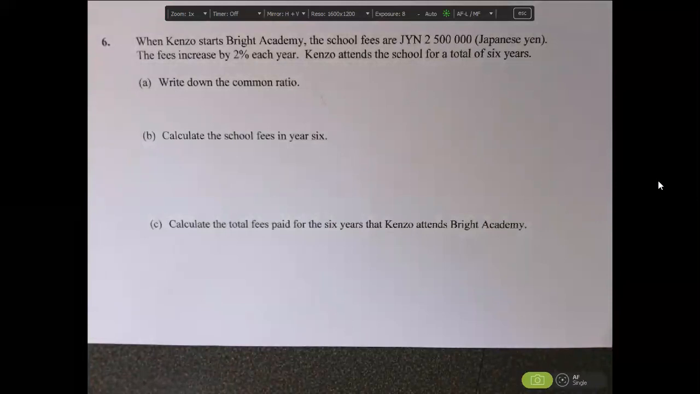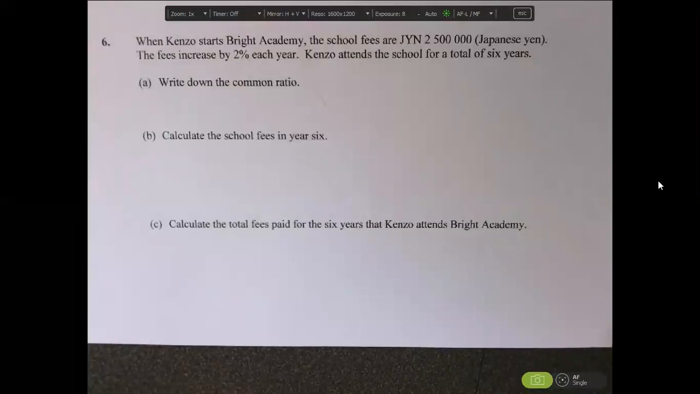All right. So anyhow, the fees increased by 2%. That should be a clue to you on whether this is an arithmetic problem or a geometric problem. So what do you think? If you're thinking to yourself geometric, you are correct. When you're increasing by a percentage, then that is geometric.